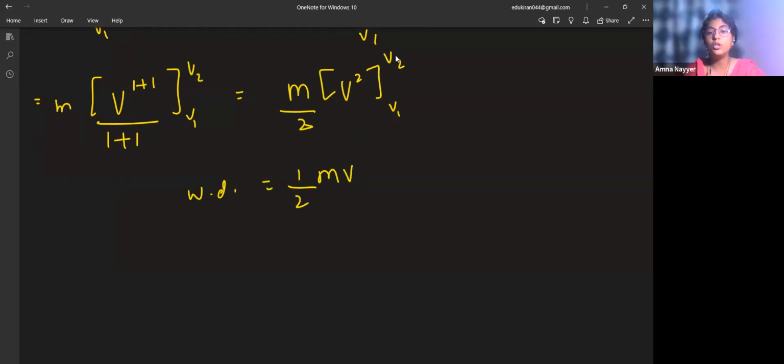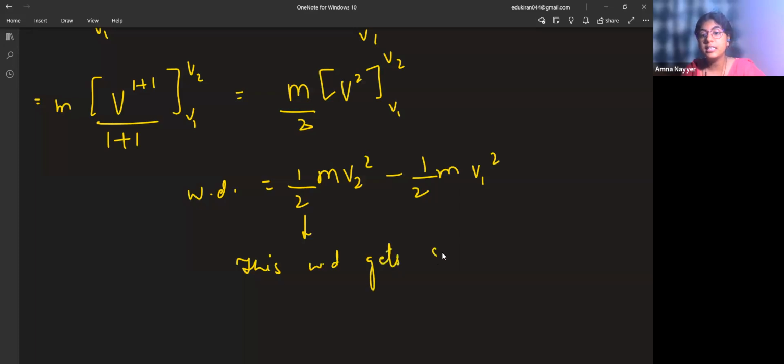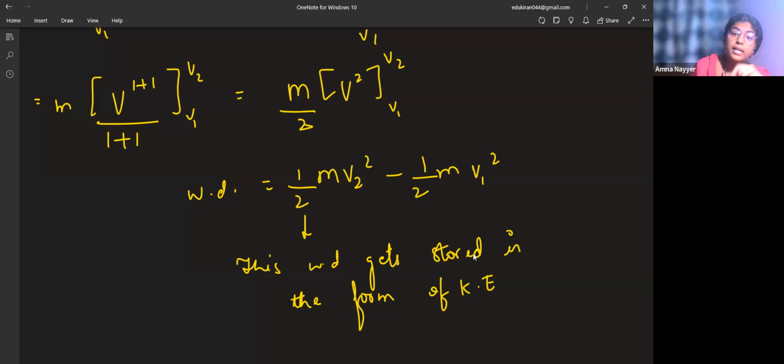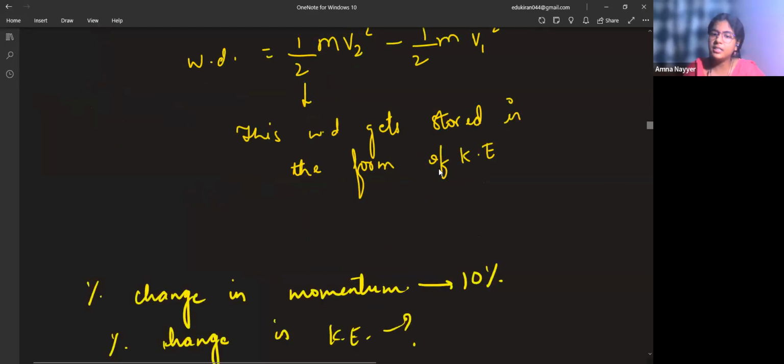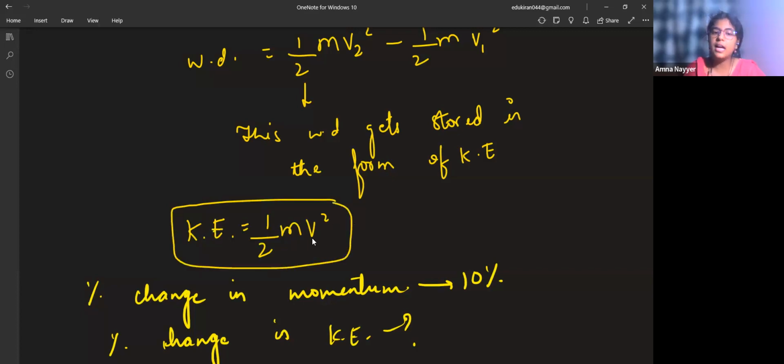Half m v2 square, upper limit first we will put, minus half m v1 square. And this work done gets stored in the form of kinetic energy. So your kinetic energy is this. Now, what is half m v2 square minus half m v1 square? This is the change in kinetic energy, right? So your kinetic energy is half mv square. This means I am including the change as v square. Means if v1 is 0, this is half mv square only.